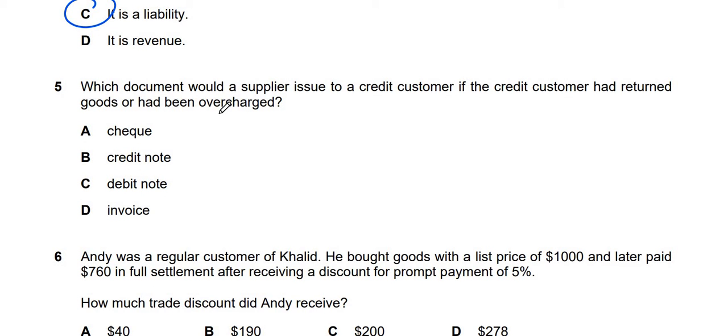Okay, question number 5, it says which document would a supplier issue to a credit customer if the credit customer had returned goods or had been overcharged? So look, when goods are returned by the customers, trade receivables are reduced. Our trade receivables are reduced. Trade receivable is an asset. So when an asset decreases, it is credited. Okay, so thus a credit note will be issued. So the answer is going to be B.